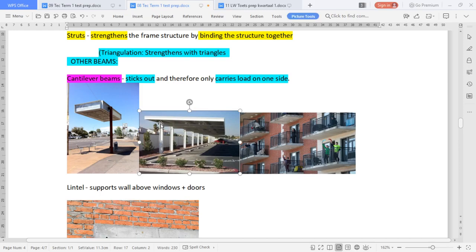Here we've got another one. So we've got the post here, and then the cantilever beam going this way, and it's hanging loose on this side and only supported on one side. Okay, here we've got some balconies. So it's attached to the wall here, so it carries the load on the wall side, and on the other side it hangs free.